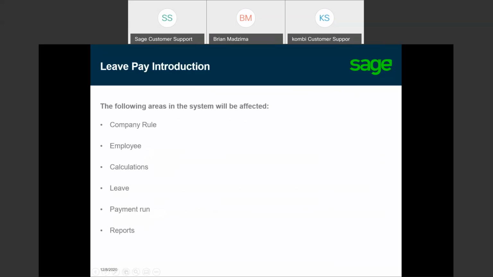So let's just have a look and discuss the areas that will be affected on the system when activating Leave Pay or when setting up Leave Pay. So firstly, a few options need to be selected on your company rule. Then a few options need to take place on employee level. So that would imply when activating Leave Pay for one particular employee. Then calculations can also be affected. Your leave in terms of leave transactions can be affected, your payment run, and your reports as well.